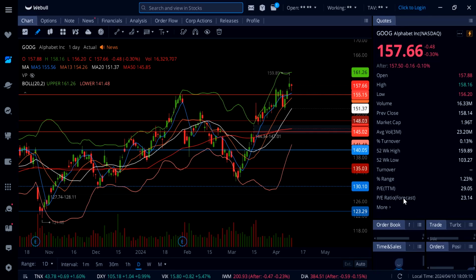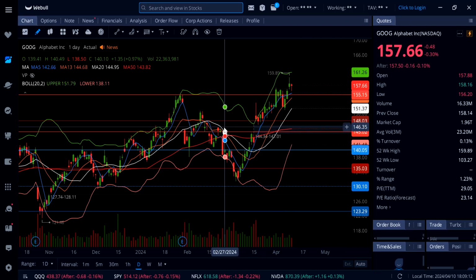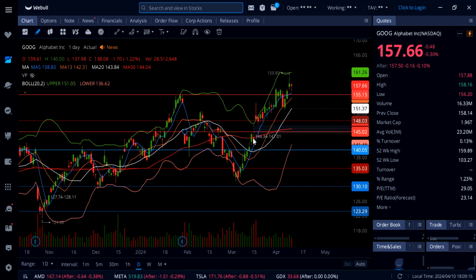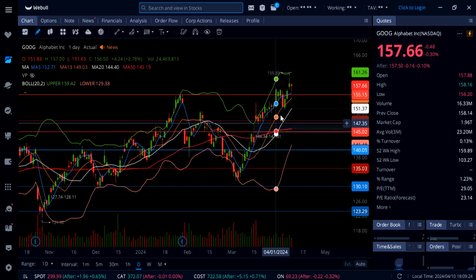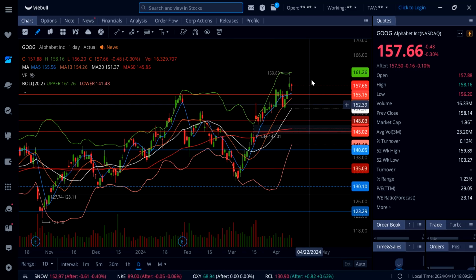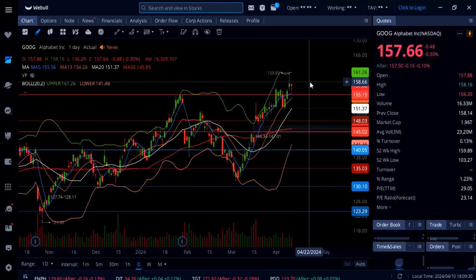On Google, stock is down 0.30%, so nothing big here on Google. Kind of a flat day. In Google, not even getting down to 155, went back up and now trading near 158. So here on Google, guys, as long as Google can stay above 155, the next target is 160 to 161.26 and possibly even higher. And that means another new, fresh 52-week high.